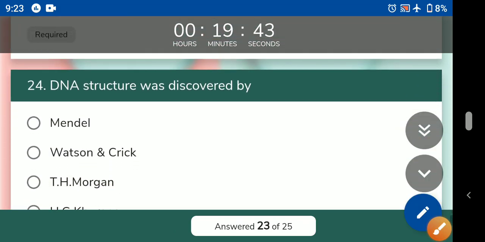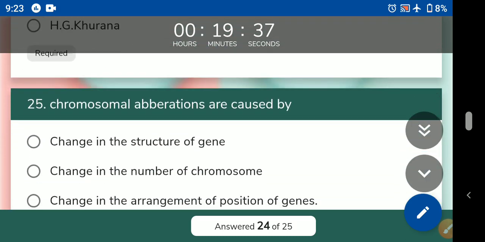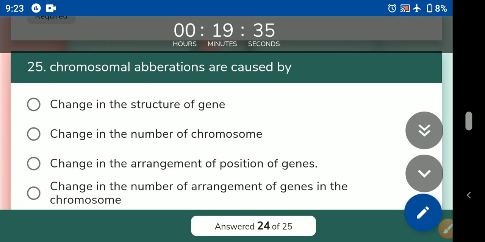DNA structure was discovered by Watson and Crick. Chromosomal aberrations are caused by aberrations, meaning change in chromosomal characteristics: change in the structure of genes, not always; change in the number of chromosomes, not always; change in the arrangement or position of genes, no, change in the number of arrangement of genes in the chromosome.